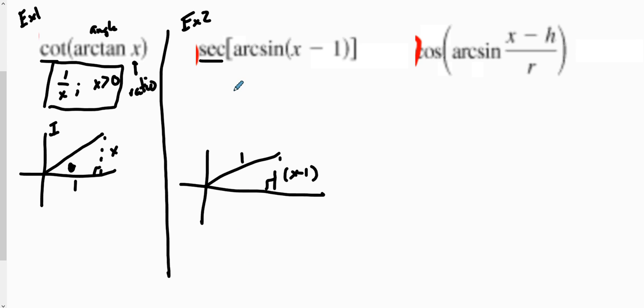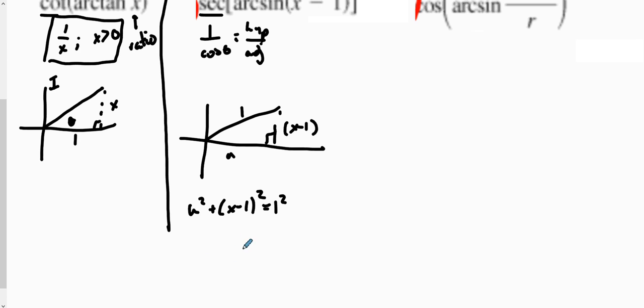So now we're saying secant. Secant is the reciprocal of cosine of the angle. And so for the reciprocal of the cosine, we know the ratio is going to be hypotenuse over adjacent to that angle. Well, we don't know the adjacent leg, a, so we're going to find that by using the Pythagorean theorem. We have a squared plus x minus 1, which is our b, squared, and that's going to equal 1 squared. Solving for a, we have 1 minus the quantity x minus 1 squared, and that's going to equal a squared.